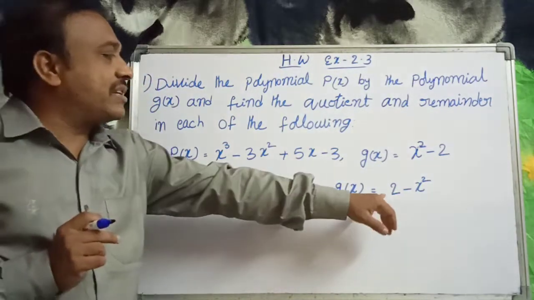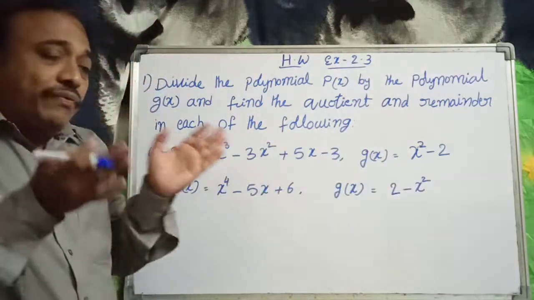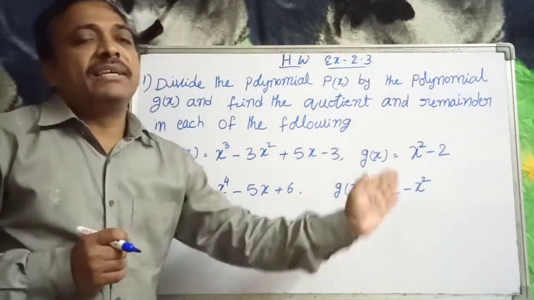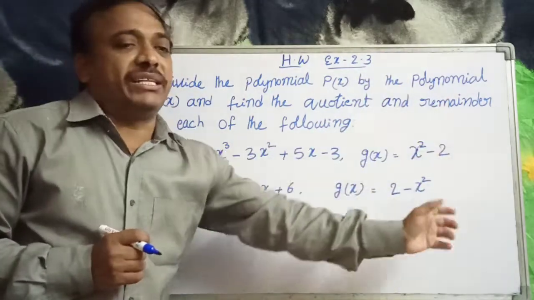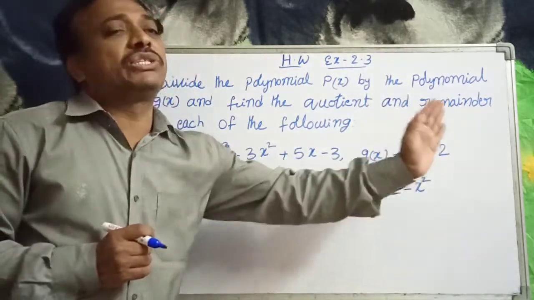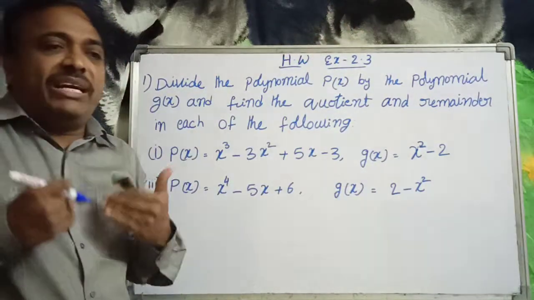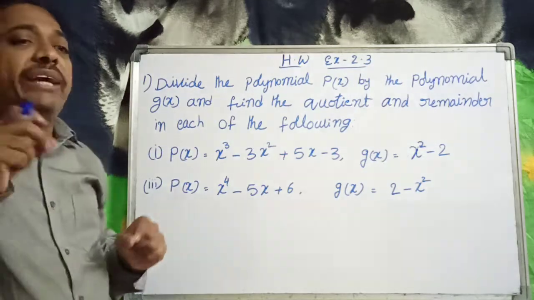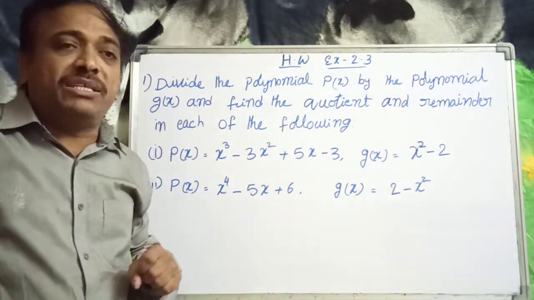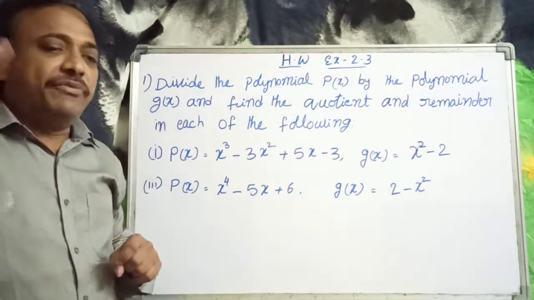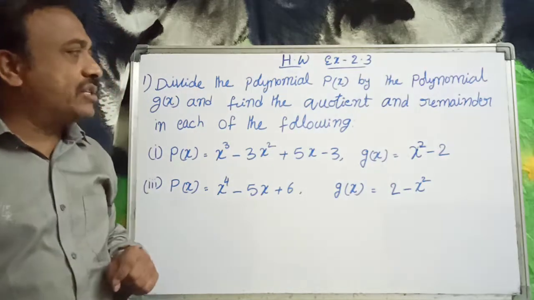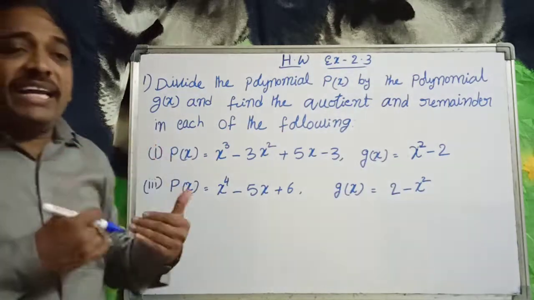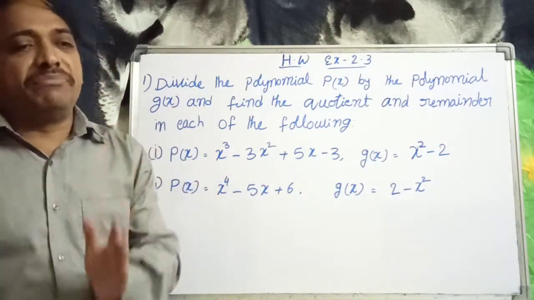And here g of x is 2 minus x square, so first you rearrange the terms. Minus x square should come first, plus 0 into x, plus 2. Rearrange the terms wherever necessary and add the terms where a term is missing. If the cube term is missing, write 0 into x cube; if the square term is missing, write 0 into x square. So this is p of x and this is g of x. Divide, and find the quotient and the remainder.